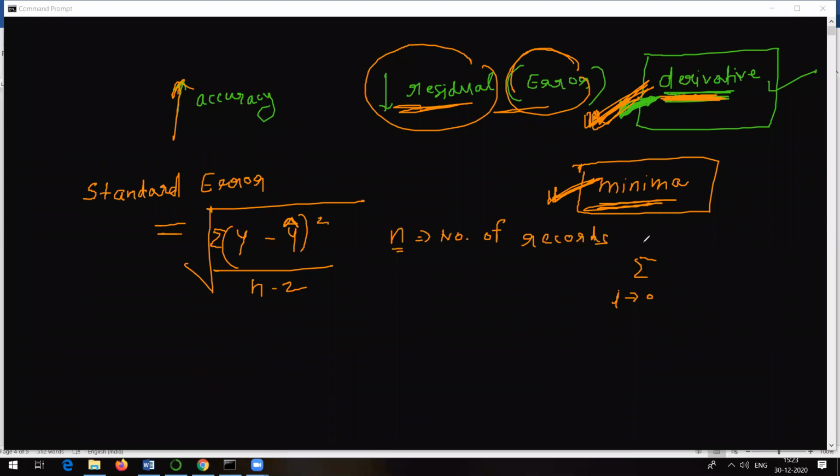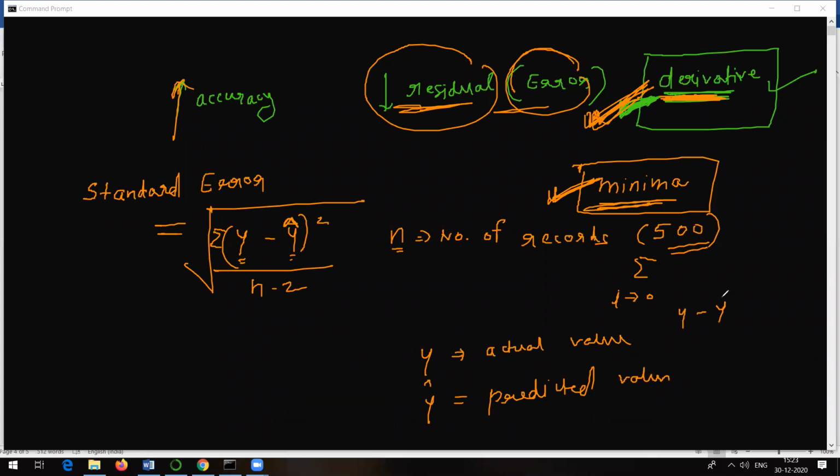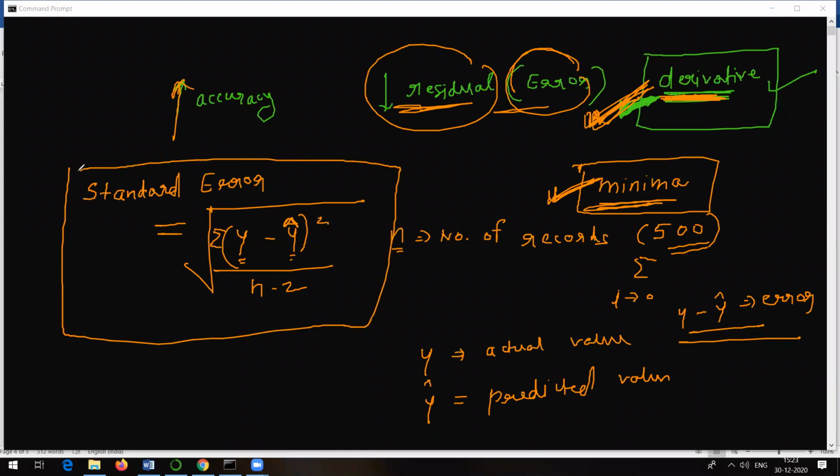For example, earlier I said that I am going to use 500 records to create a model. In practical implementation, we will see that maybe in the next session. So this is the formula of standard error. Now what is this y? What is this y cap? y is the actual value, and y cap is the predicted value. That means y minus y cap is going to be the error or the residual. So this is the formula to find out the standard error.